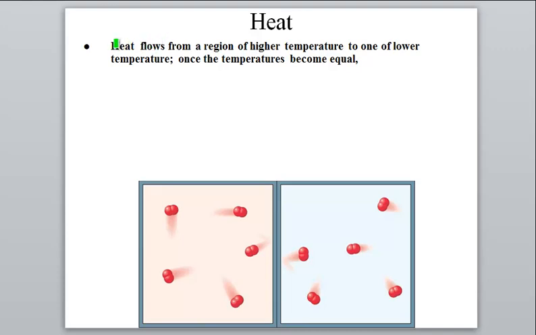The heat flow that we observe most often is the flow of kinetic energy from a region or object of high temperature to an object of lower temperature. And eventually, given enough time and the ability to conduct this heat, the temperatures become equal. So what exactly does that mean? What's the physical, what's the chemical picture of what's going on?